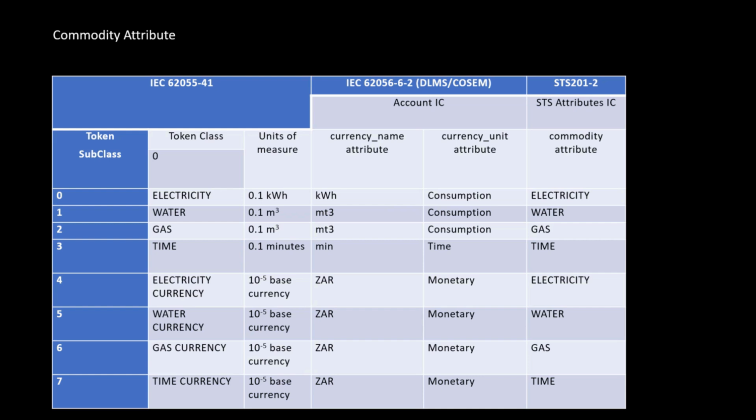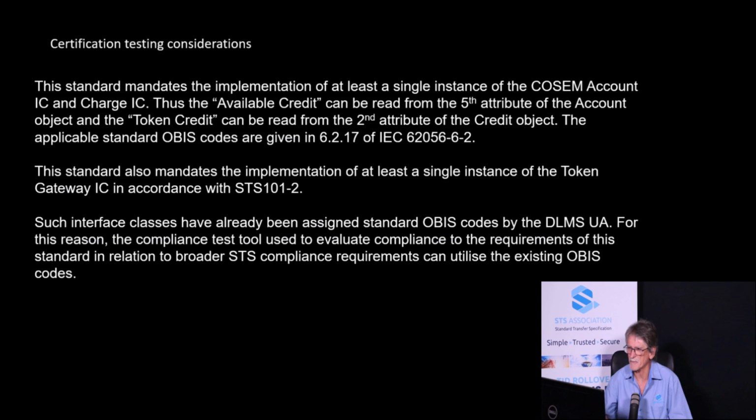The DLMS COSEM has an account IC with a currency name attribute and a currency unit attribute. Under subclass 0, you have kilowatt hours as the currency name attribute and consumption as a currency unit attribute. Under STS201-2, the commodity attribute is electricity. And so you can go through for water, gas, time, electricity, water, gas, and time currency. So this chart really shows the -41 attributes, the DLMS COSEM attributes, and the STS201-2 attributes.